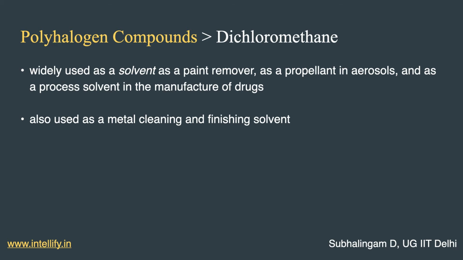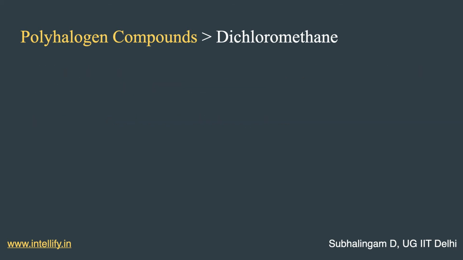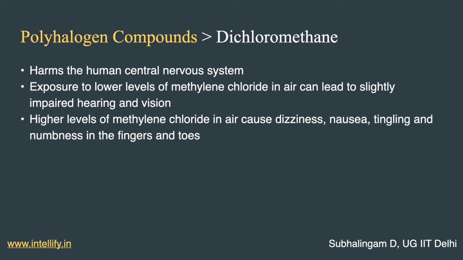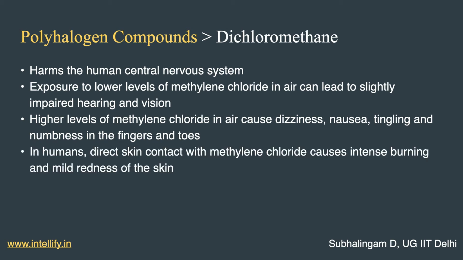Next, we will move on to some side effects or harmful effects of this compound. This compound harms the human central nervous system. Exposure to lower levels of methylene chloride in air can lead to slightly impaired hearing and vision. Higher levels of methylene chloride in air cause dizziness, nausea, tingling, and numbness in fingers and toes. In humans, direct contact with methylene chloride causes intense burning and mild redness of the skin. Direct contact with the eyes can burn the cornea.